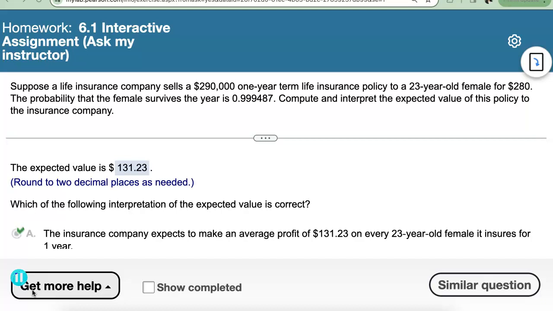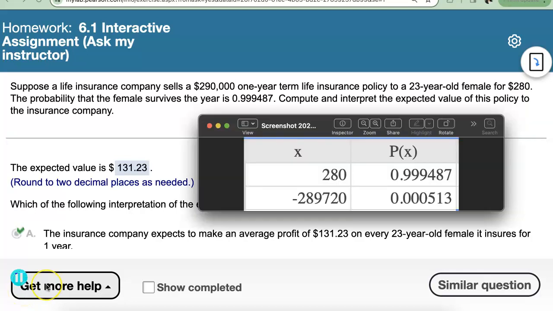And through the perspective of the insurance company, if that person lives, then the insurance company expects to collect $280. And if that person dies, after they've collected that $280, at least for that year, they will also then have to pay out $290,000. So the first thing we want to do is put this together as a discrete probability distribution.